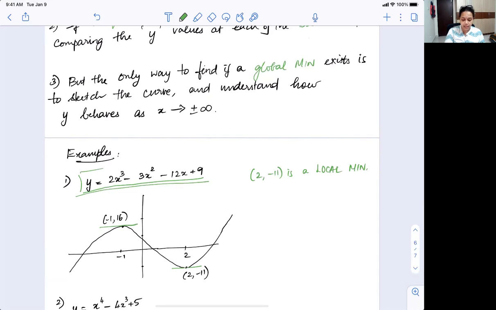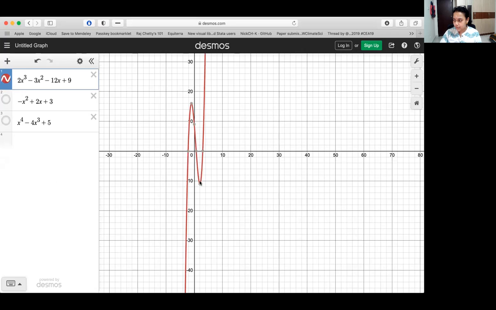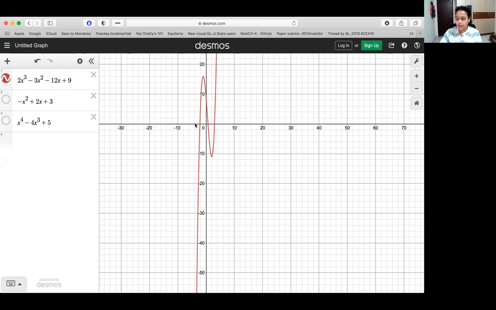Well, we have access to that particular function. So let's go ahead and graph it and see what that looks like. So let's graph this function, 2x cubed minus 3x squared minus 12x plus 9. Well, we see that the function does have a minimum at that particular point, (2, minus 11). But is that the point where the function attains its lowest possible value? Well, it doesn't seem to be the case, right? Because for negative values of x, you see how the function is actually taking on lower and lower values of y.